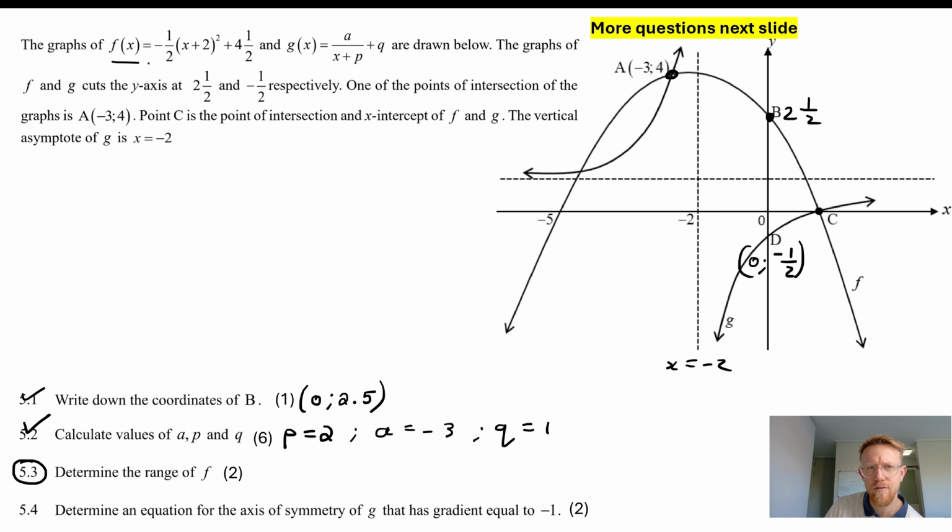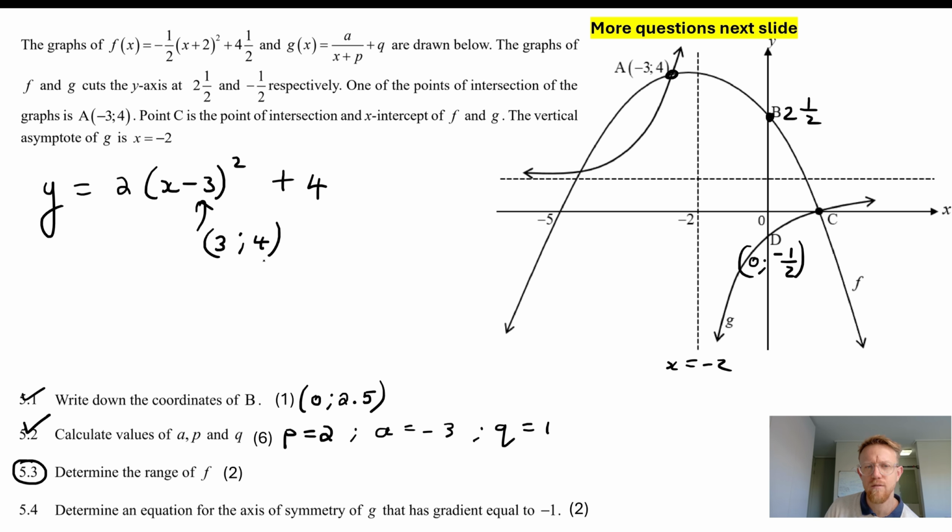Now, luckily, if you look at the equation, they've given it to us in turning point form. Remember that if I give you an equation, let's make one up. Let's say x minus 3 squared plus 4, then your turning point is 3 and 4. And if I gave you another one like that, then your turning point is negative 5 and negative 3.